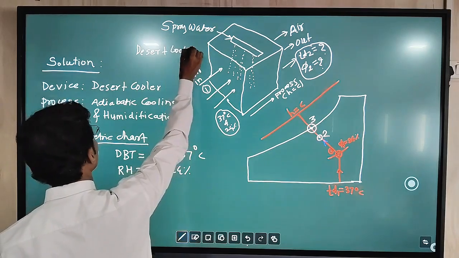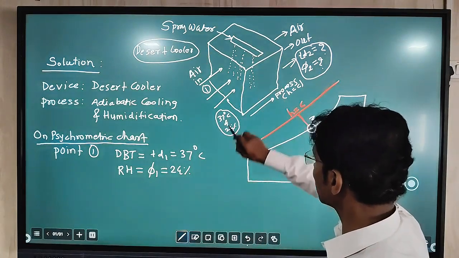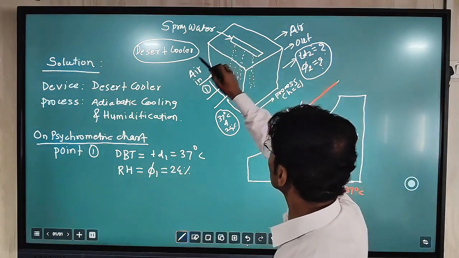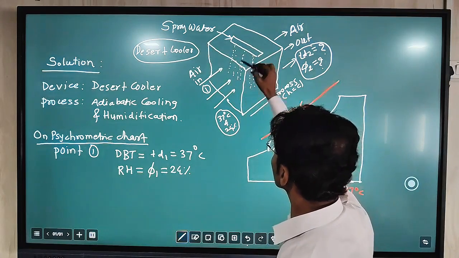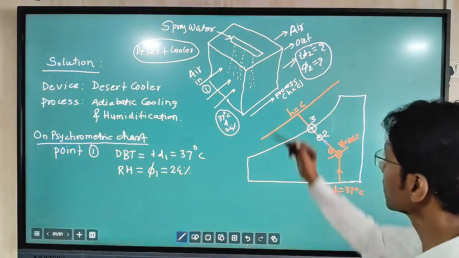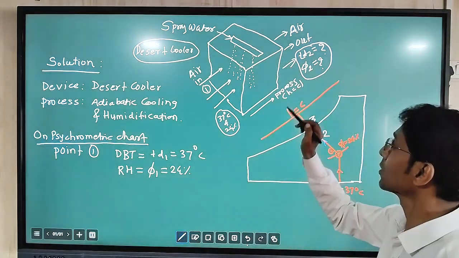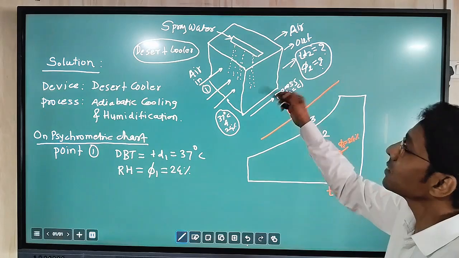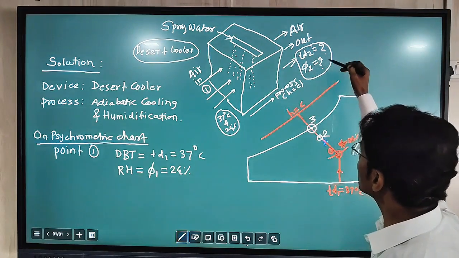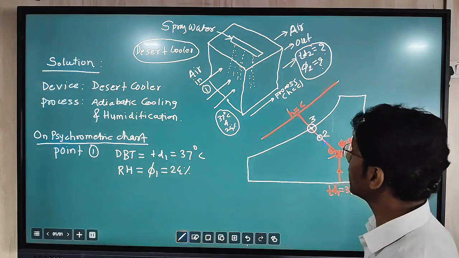In this, air is going inside at a condition of the given parameters. Normally in a desert cooler there is an arrangement of spray water. This spray water is sprayed in the form of small droplets. Thus when the air is passing through this chamber, it comes in contact with that spray water and that air is getting humidified. So at the outlet we find the relative humidity higher than the relative humidity at the inlet.